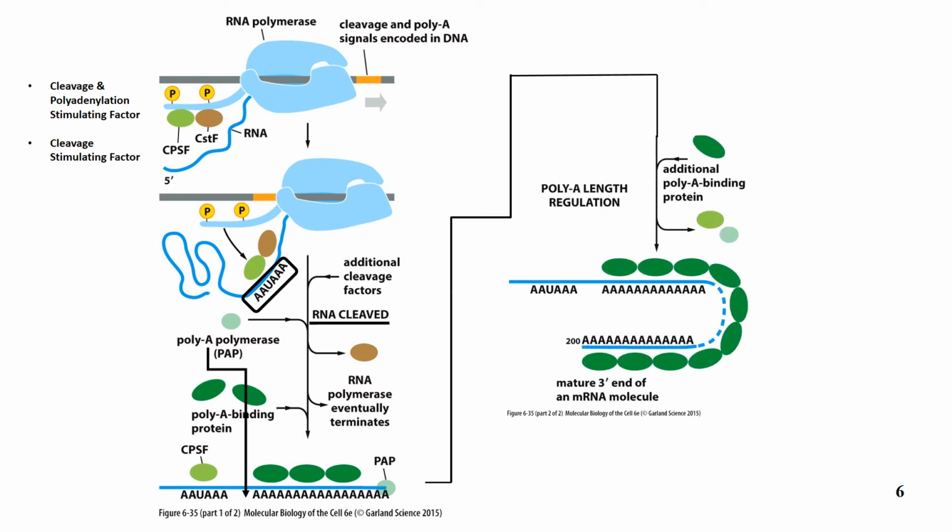Several hundred adenosine nucleotides can be added, and in fact often are added, to the 3' end of an mRNA. Note that part of the stabilization that this modification confers is dependent upon poly-A binding proteins, these green ovals, that bind to the poly-A tail. These proteins, poly-A binding proteins, binding to the tail, prevent access of enzymes that would destroy the mRNA.